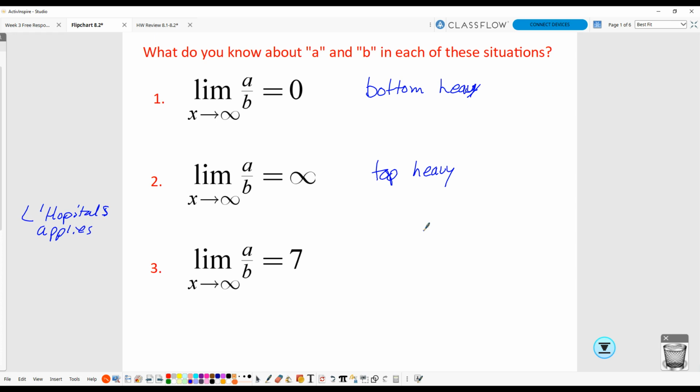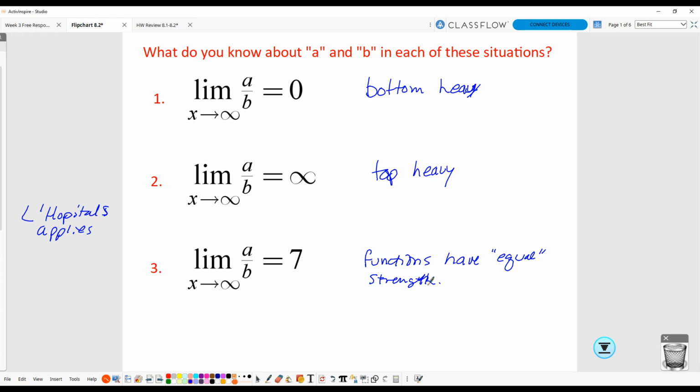It has to approach 7, but I don't know how to say it. You don't say a is 7 and b is 1, because it'd be 7x over x, and that's just 7. This one, the function on the bottom has more stuff, it's bigger, stronger. This one is top heavy. And this one, whatever the functions are, they're of equal strength.